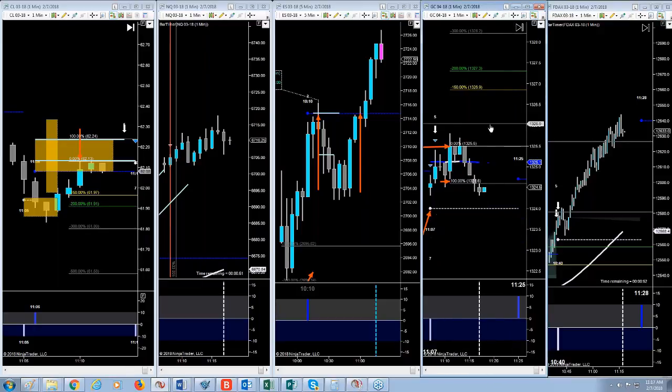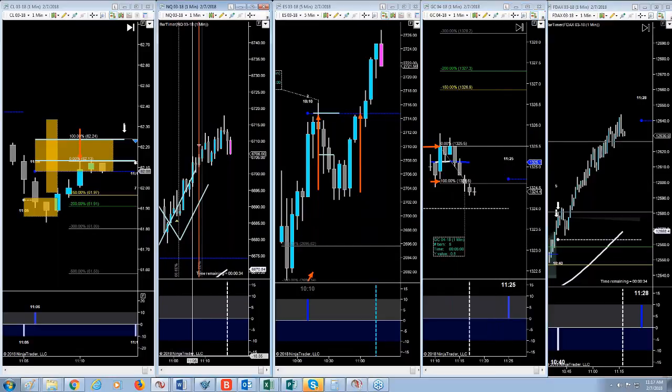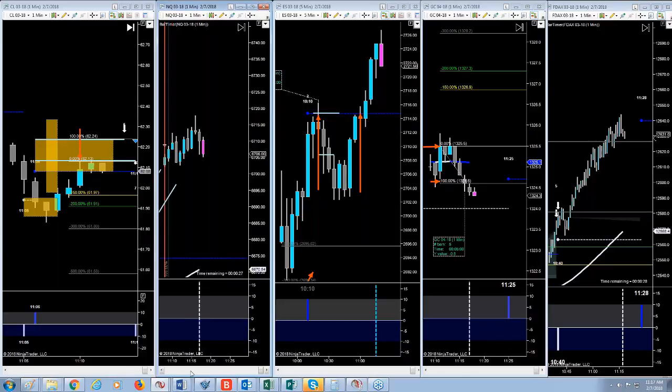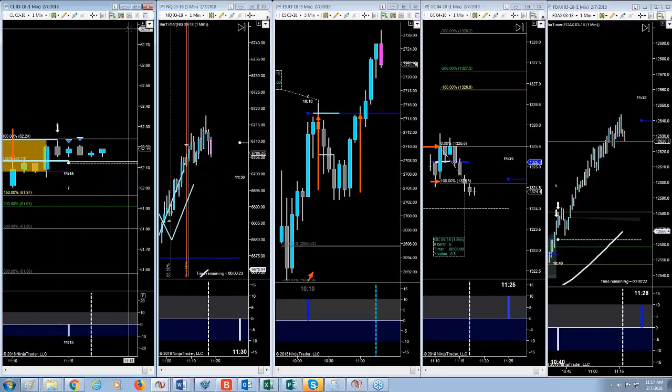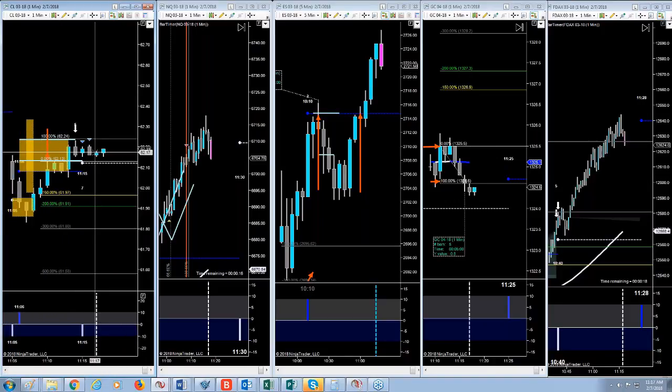Okay, if you took that trade in gold, it is stopped out right here. Minus 8. Next signal coming is 11:30 on the NQ. And CL hasn't hit the stop yet, but it got pretty close.